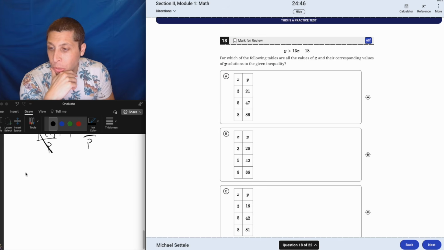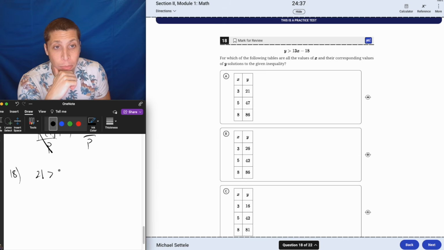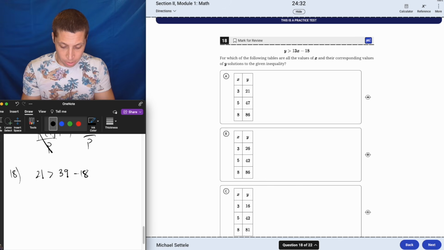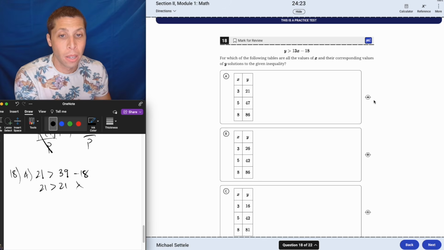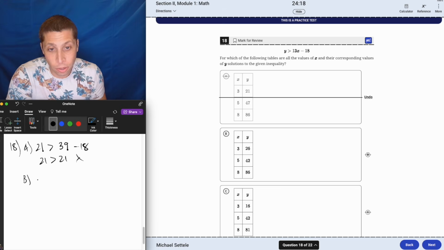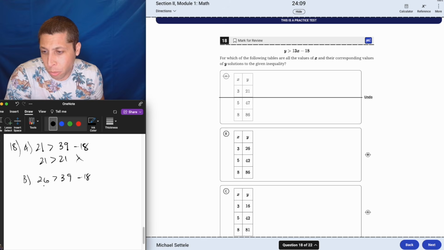Okay. Plug points into equations. We have points. We have an inequality. Good enough. So 21 is greater than 13 times 3, which is 39 minus 18. 39 minus 18 is 21. So this is saying 21, this is choice A, is greater than 21. It's not. So no. Okay. Choice B. So 26 is greater than 13 times 3, which is 39 minus 18. So 39 minus 18, we already said is 21. So 26 is greater than 21. That checks out. Let's try C.